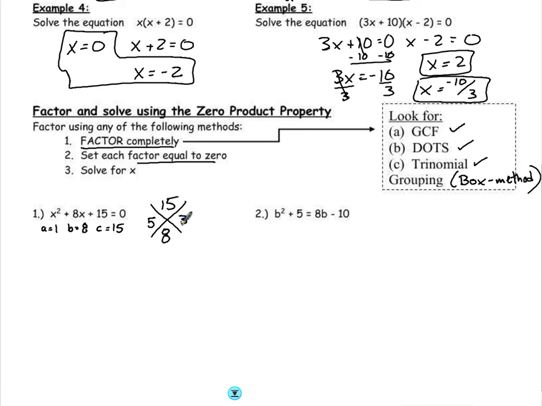So you could factor by grouping. You would get x squared plus 5x plus 3x plus 15. You could split it up and then find your common factors. You also have this cool box method, which allows you to draw a square and write your four terms in this specific order.